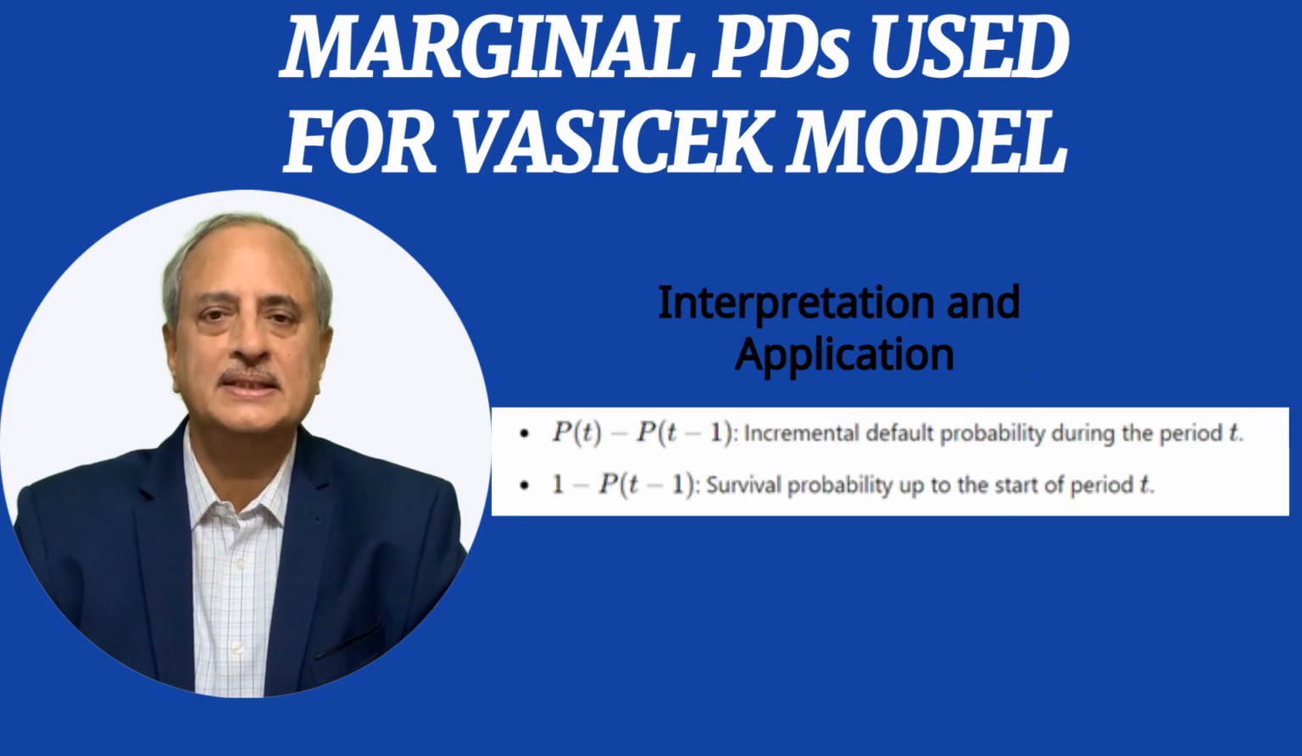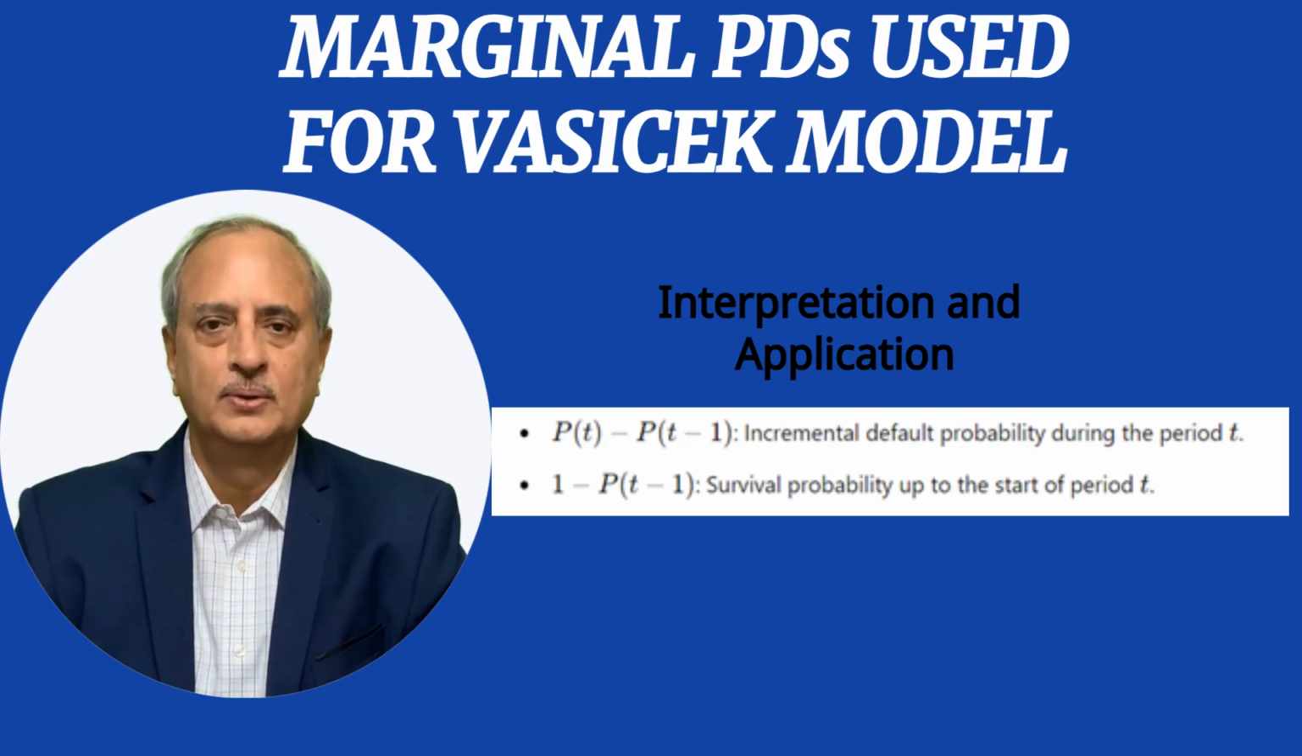Now let's interpret this step further. The difference in cumulative PD between two periods tells us how much the risk of default increased during that time. And survival probability? That's just the chance of making it to the beginning of the time period without any default. So the marginal PD combines these two ideas to give us a clear picture of default risk for a specific period.